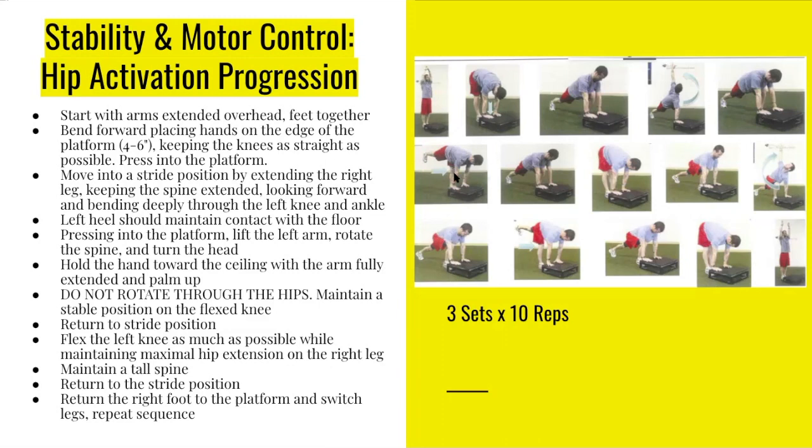Flex the left knee as much as possible while maintaining maximal hip extension on the right leg. Maintain a tall spine. Return to the stride position. Return the right foot to the platform and switch legs and repeat the sequence. Do this for 3 sets and 10 reps each.